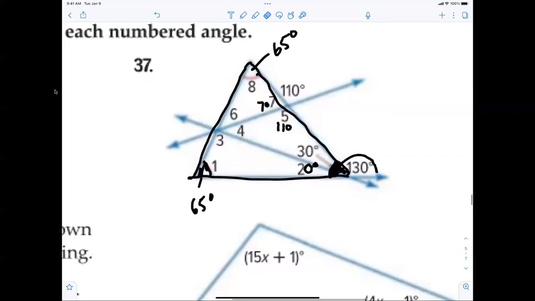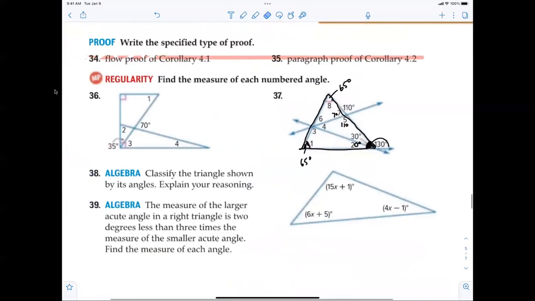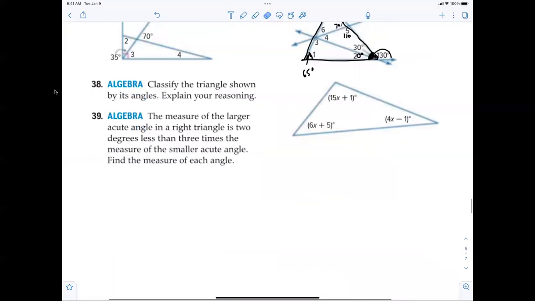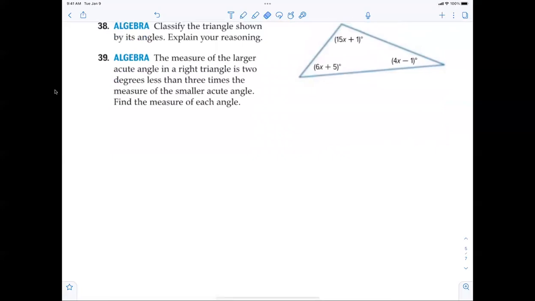All right, come on, guys. Somebody else. Go. 39. The measure of the larger acute angle in a right triangle is 2 degrees less than 3 times the measure of the other. So what do the two angles add up to? Right. So let's draw a right triangle.